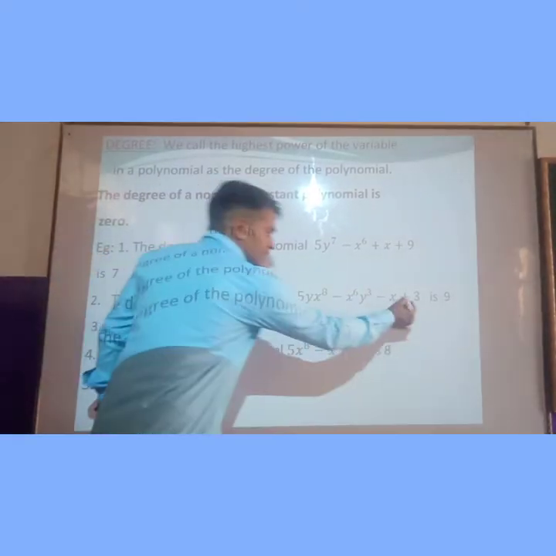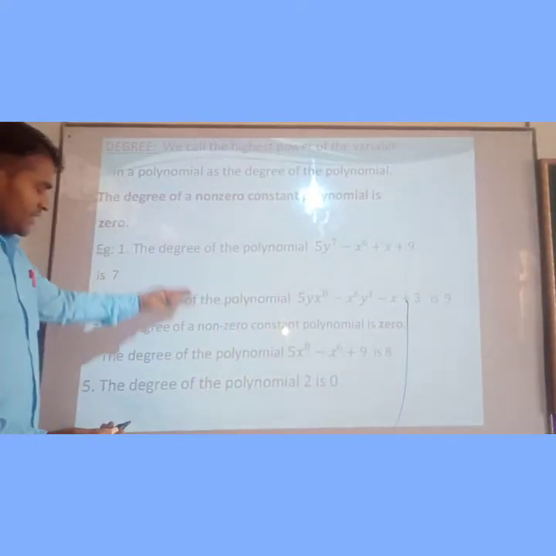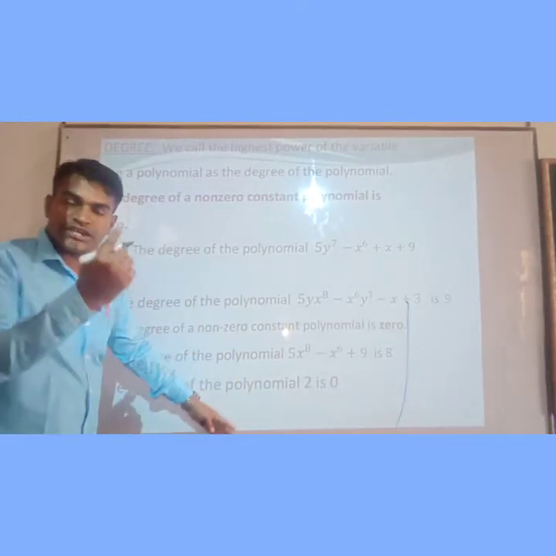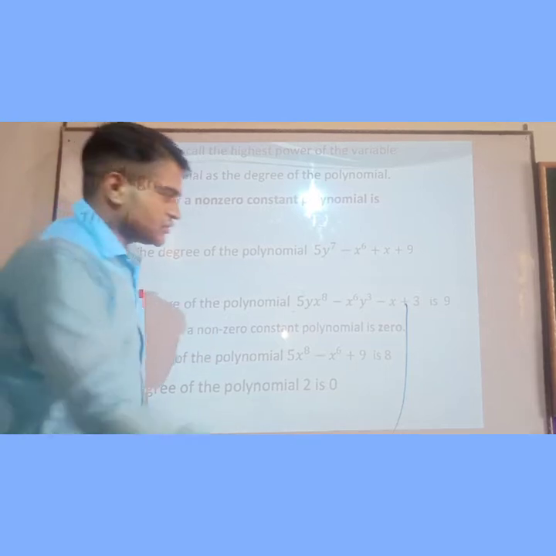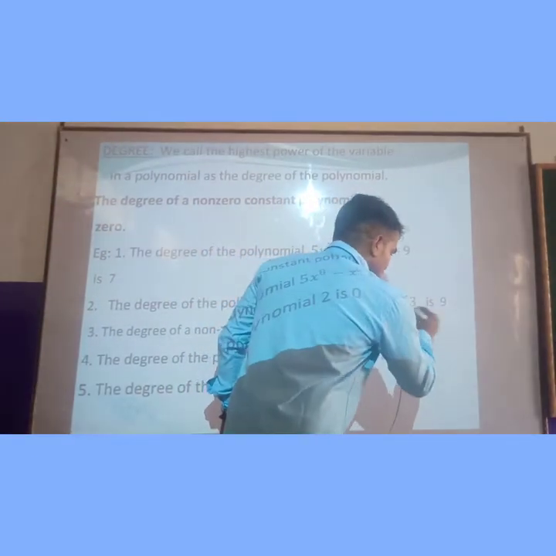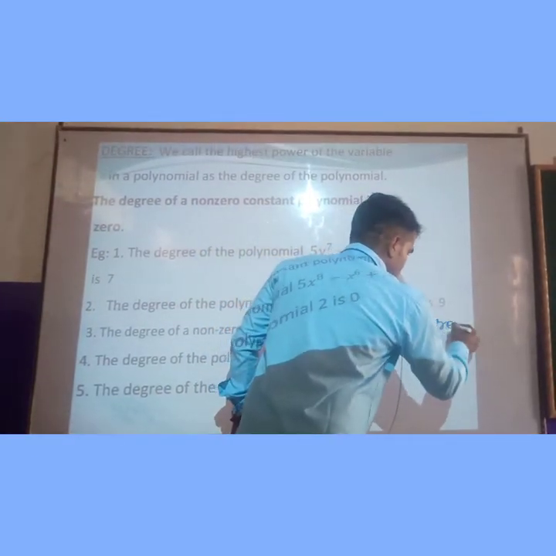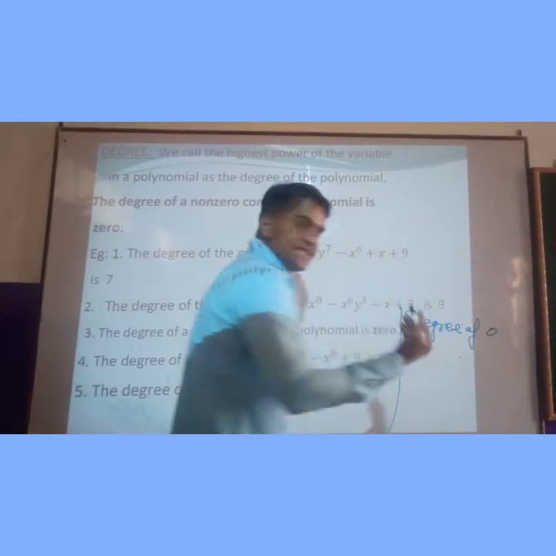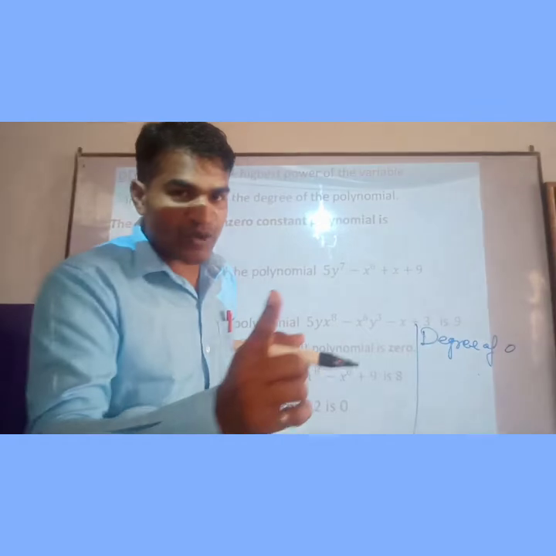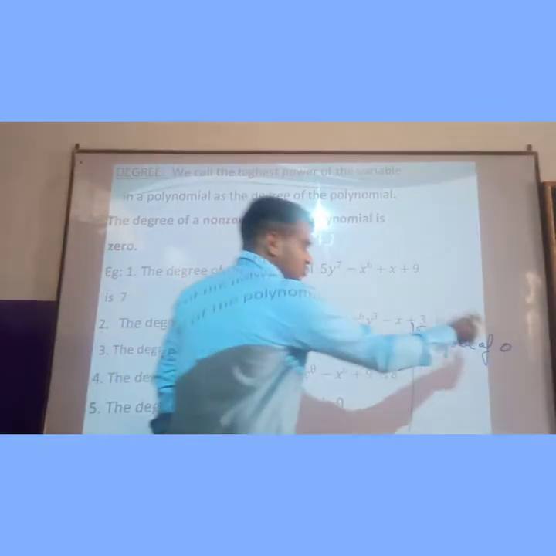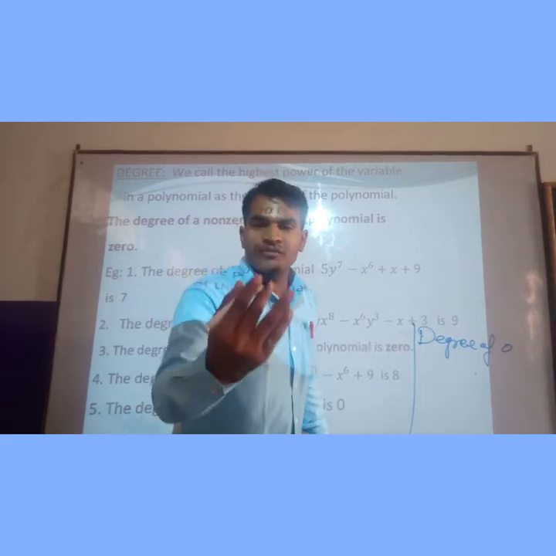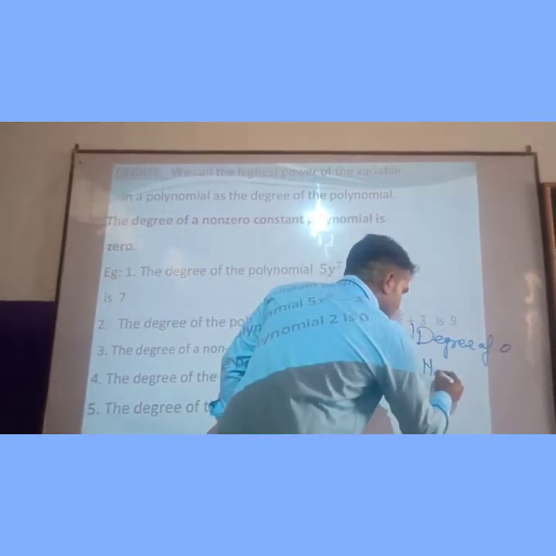So students, have you listened? The degree of a non-zero constant polynomial is 0. If the degree of a non-zero constant polynomial is 0, then what is the degree of 0? 0 is a constant polynomial which is called the zero polynomial. So what is the degree of the zero polynomial? The degree of the zero polynomial is not defined.